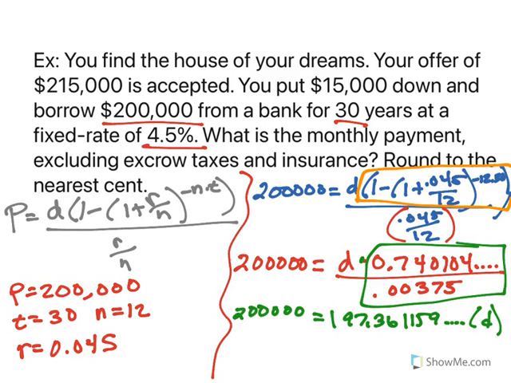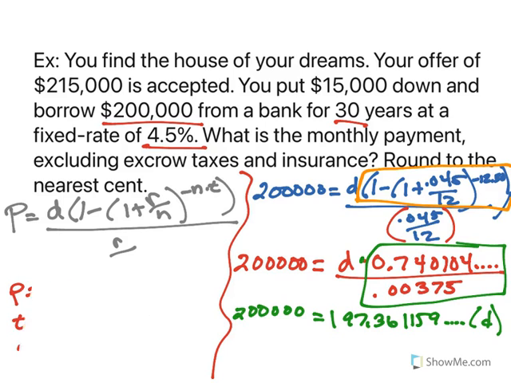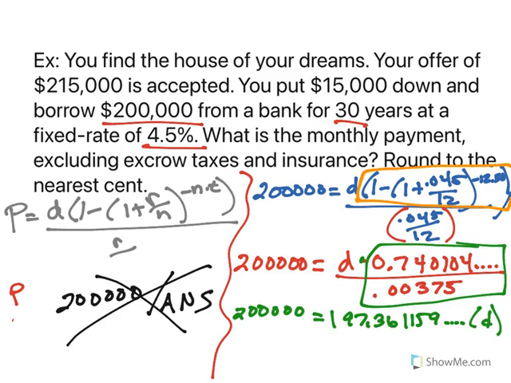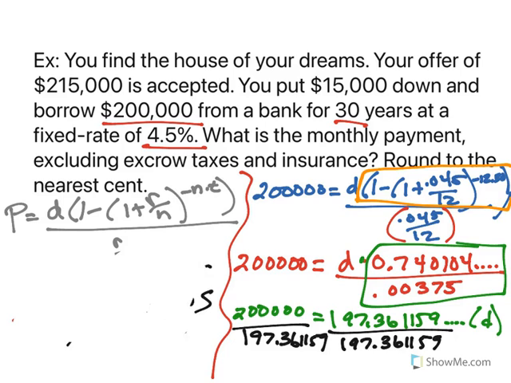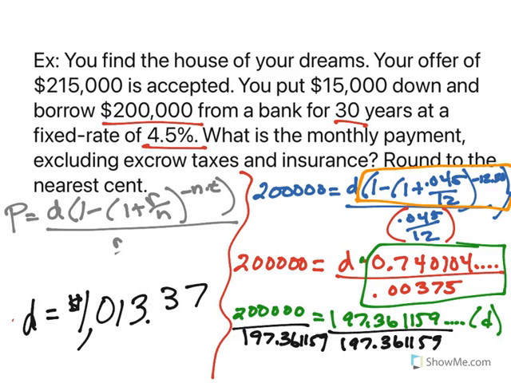If you have that in your calculator now, you should be able to hit 200,000 divided by the answer. If this doesn't make sense for you, that's fine. Just round and keep the decimal as far as you can. You're going to divide both sides by this value, and when you do that, you get an answer of D equals $1,013.37. So that's the monthly payment for this house of my dreams.